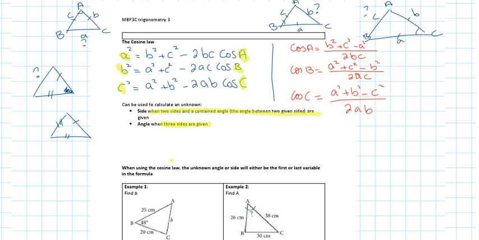Now here's something that I want you to remember, just so you can remember the formulas. For cos of angle A, everything is b and c except minus a squared. So whatever you're subtracting belongs to the angle.